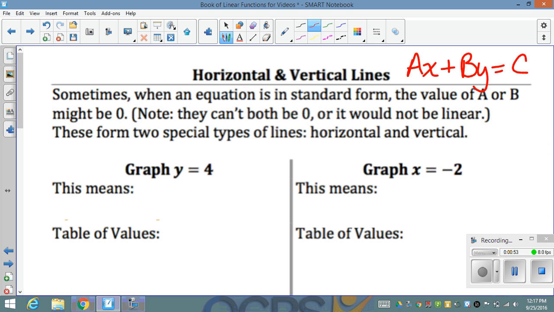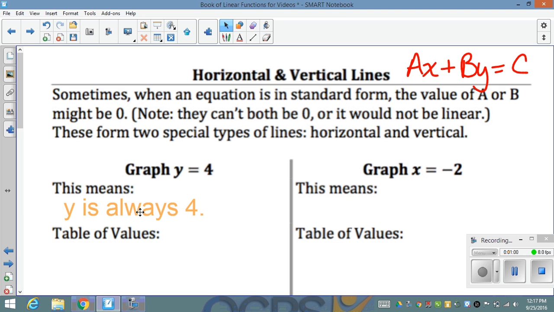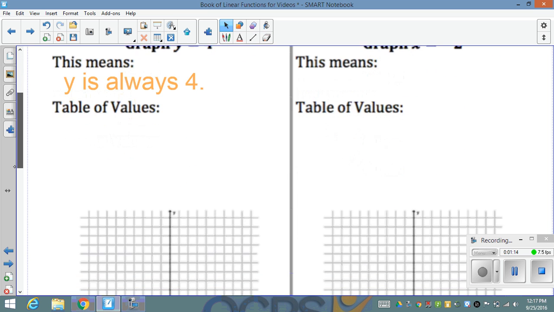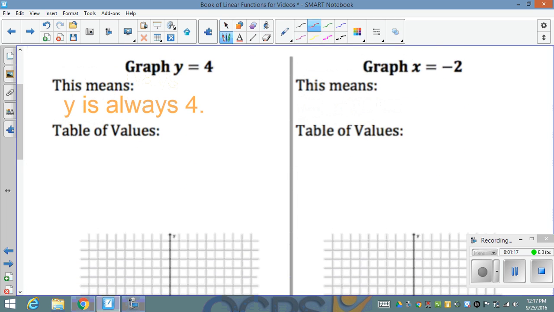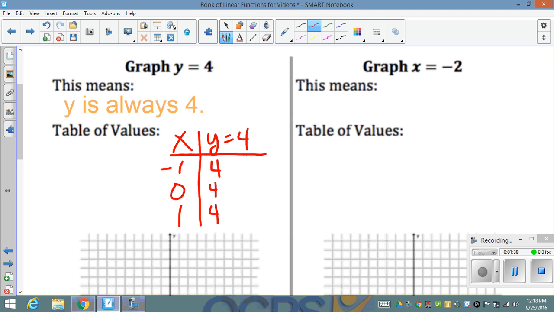We're going to start with graphing the equation y equals 4. What this means is that y is always 4. X has no impact on our value for y. We are going to graph to start by using a table of values with my x and my y. We're going to just randomly pick some values for x. -1, 0, and 1 always works well for linear equations. And again, my y is always 4. It does not matter what the x is, the y is always 4.